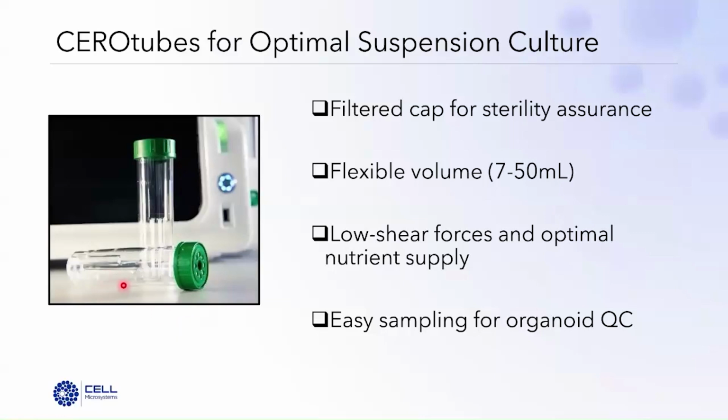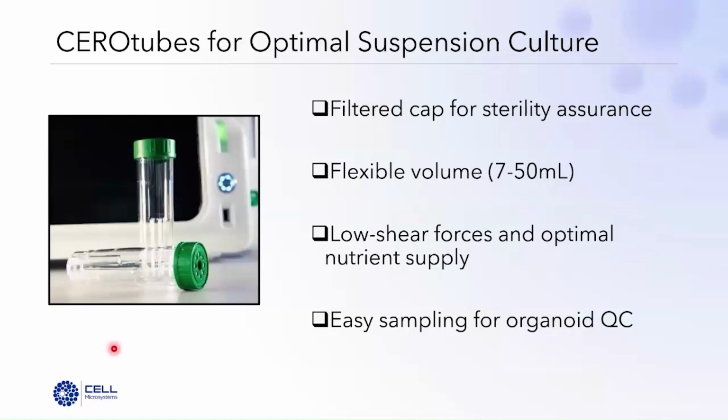Within each tube are fixed homogenization baffles. These baffles offer that gentle levitation without the need for any impellers or stirs. And ultimately what that means is that your organoids are cultured with very low shear forces. In addition to that, the media is consistently moving throughout the tube, offering that optimal nutrient supply and media movement, which enhances your organoid maturation.